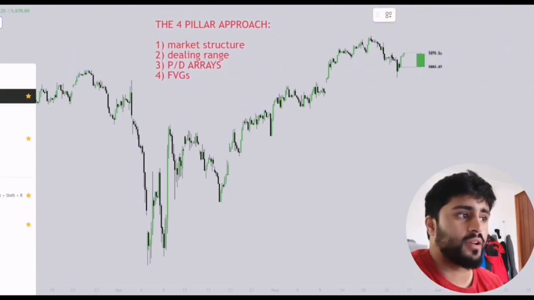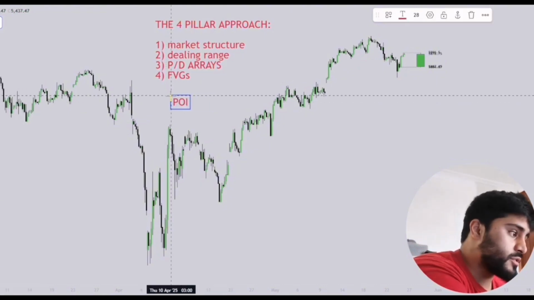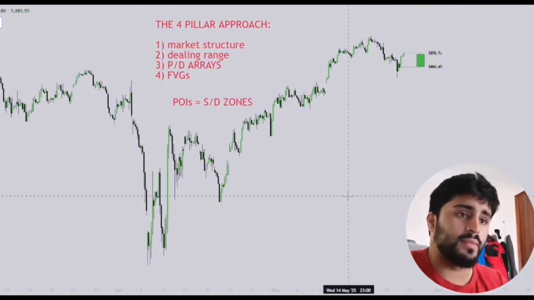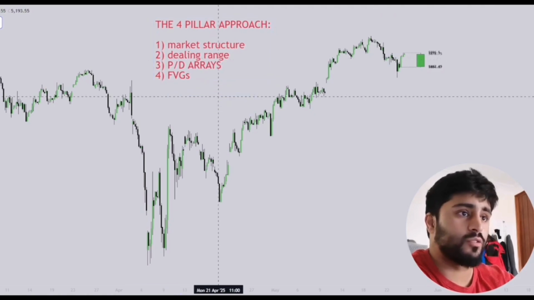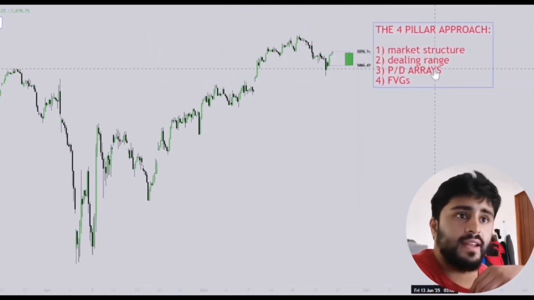Some people refer to them as supply zones. Some people refer to them as supply and demand zones. Some people refer to them as POIs, but eventually these lead on to supply and demand zones. I'm just going to write S and D zones like this. And so once you have your supply and demand zones, you want to treat them as magnets. And we're going to get into this in a lot more detail. So with that being said, let's put this over to the side and let's understand how we do this.